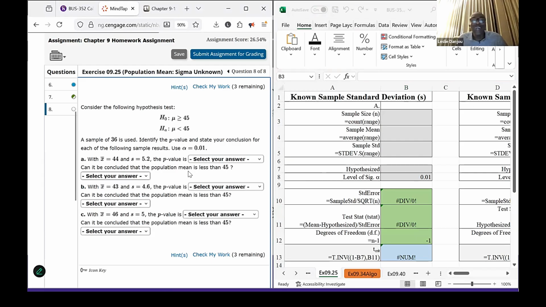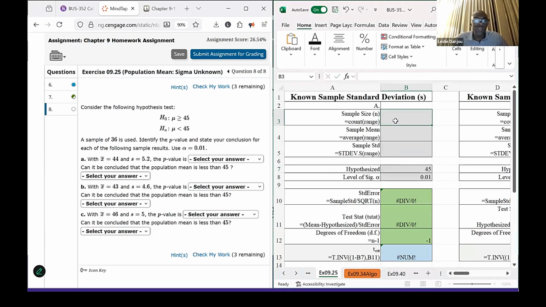Bam. These are all multiple choice, so just get it right. But just so I can set this up right off the bat, you should see that this is a left-tailed test. Here is your hypothesized value, and I will plug it in. First, your sample size for the first one is 36. Your mean, where did I see my mean? 44, for my first one. And my standard deviation is 5.2.